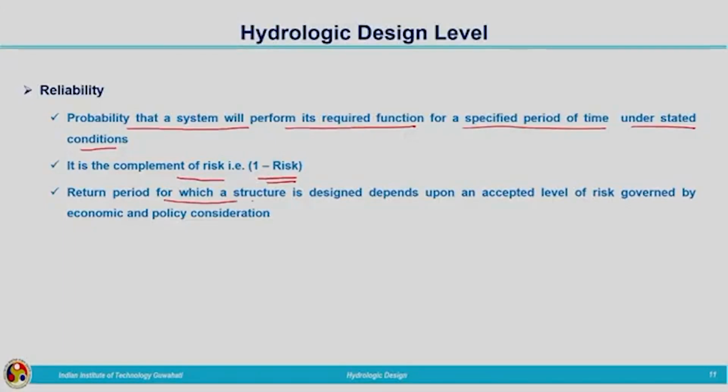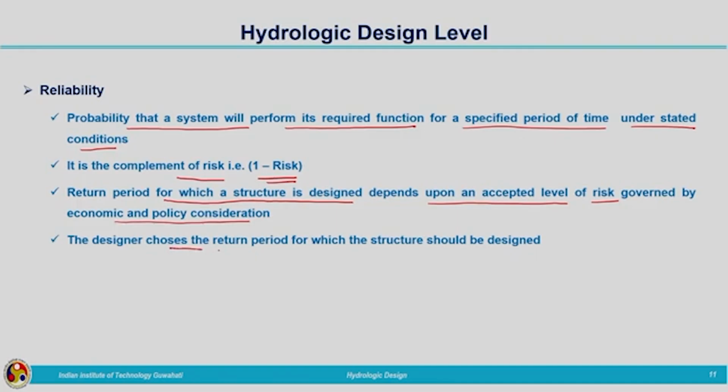The return period for which a structure is designed depends upon an accepted level of risk governed by economic and policy considerations. For this return period, we have to follow IS codes while designing a certain structure. What should be the return period to be considered? Based on that, we have to do the design. Simply, we cannot provide a certain return period and construct a structure. It may incur more capital cost. So, in order to avoid that, we have to choose the return period based on the codal provisions which each and every country is following. That is, the risk is governed by economic and policy considerations.